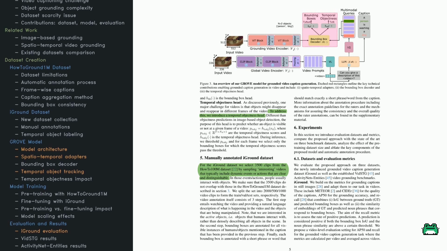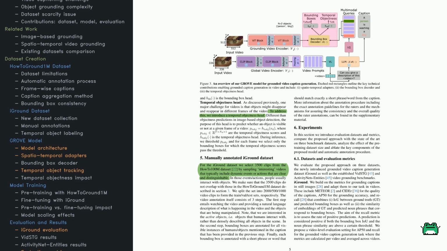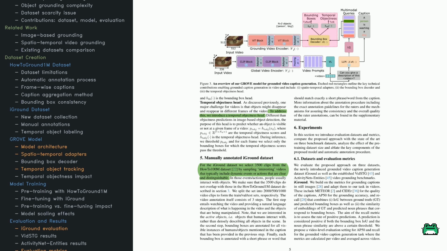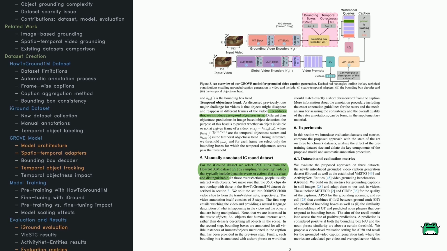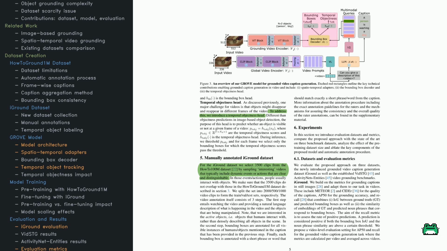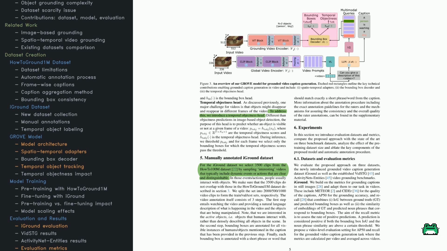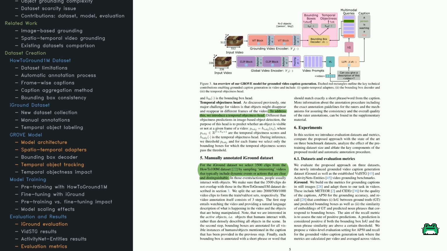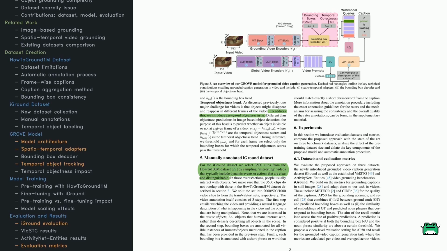Check out iGround, the 3,500 video dataset they introduce here. It's carefully labeled so that each bounding box matches a short phrase in the caption, focusing on active objects, ones people interact with. This dataset is split into training, validation, and test sets for a fair evaluation. Next, the authors move on to experiments, assessing how well the model's predictions match ground truth captions and bounding boxes.